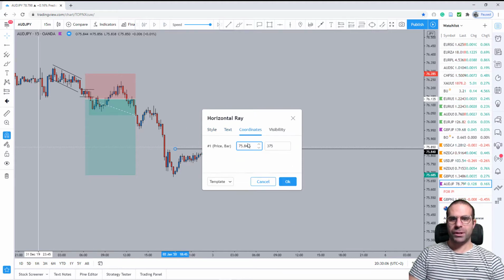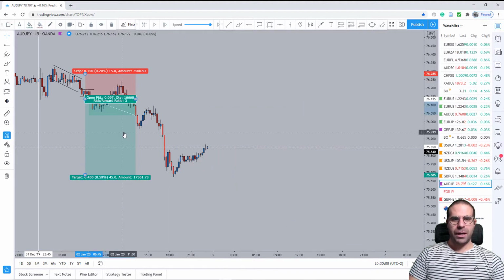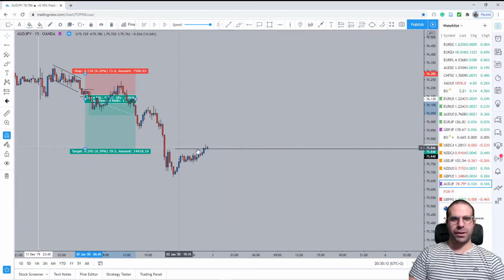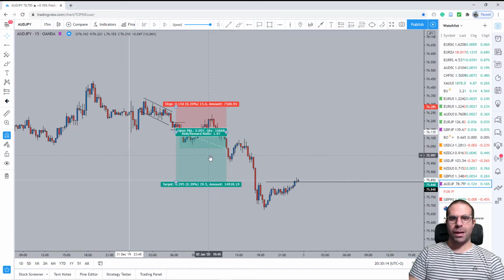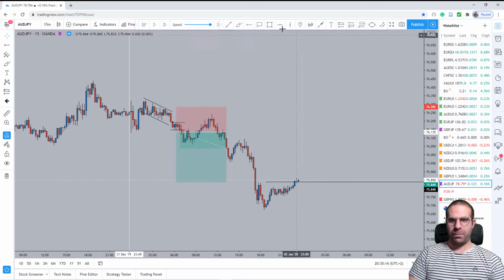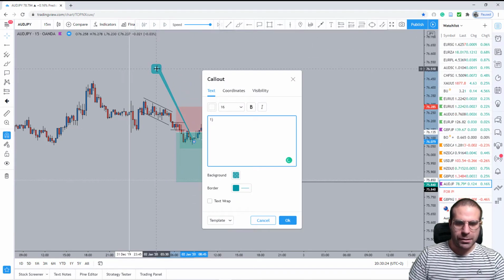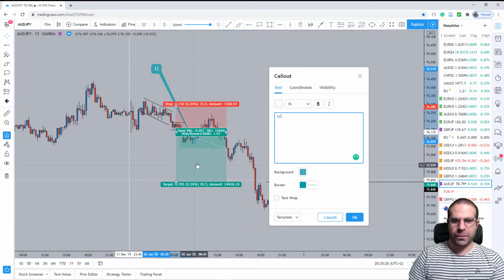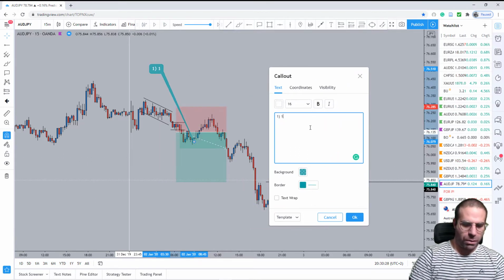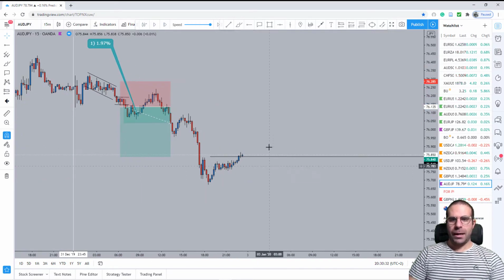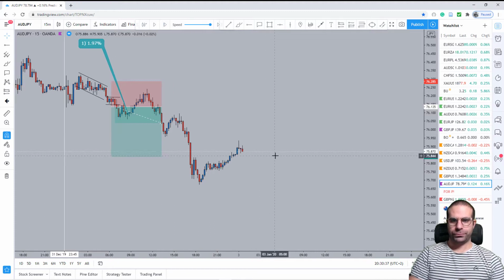So we have the coordinates. We take this part and we double click here and we go to the profit level and we paste it over here. And we can see that number one is a 1.97% win. So number one, once again, is 1.97, we said. Yep, okay, 1.97%. And we delete this line, of course, now, and we keep moving forward.